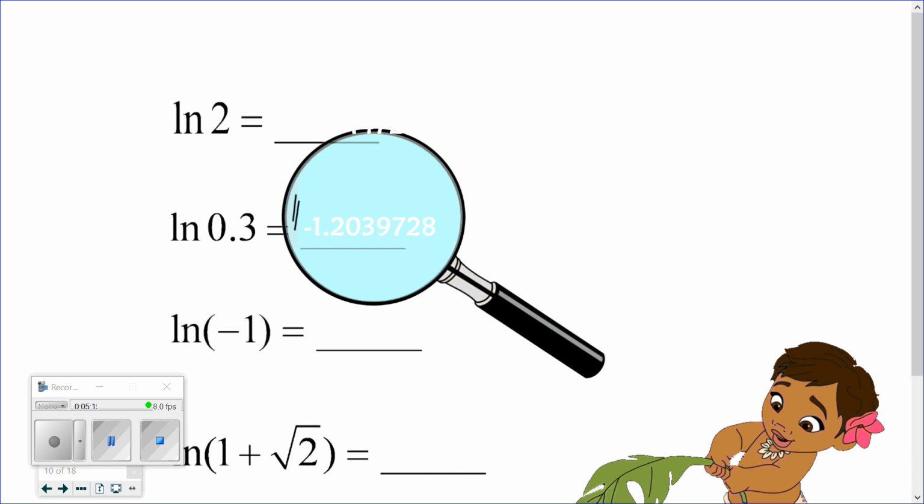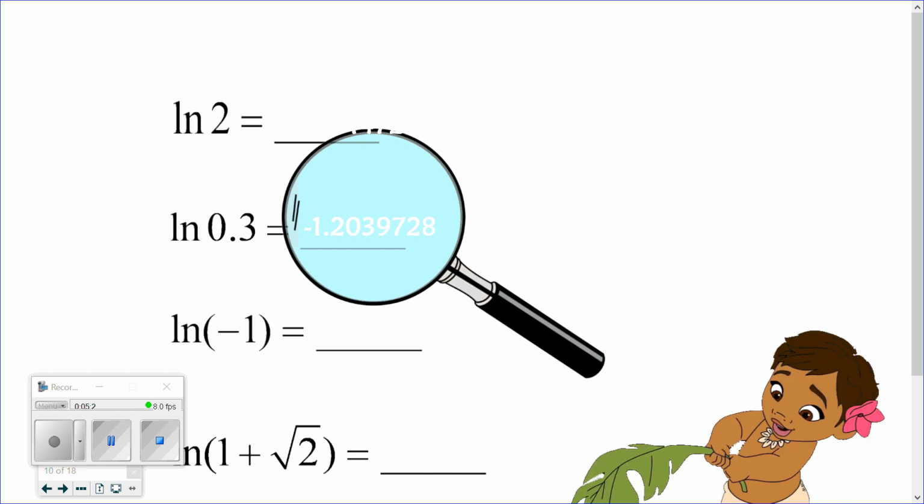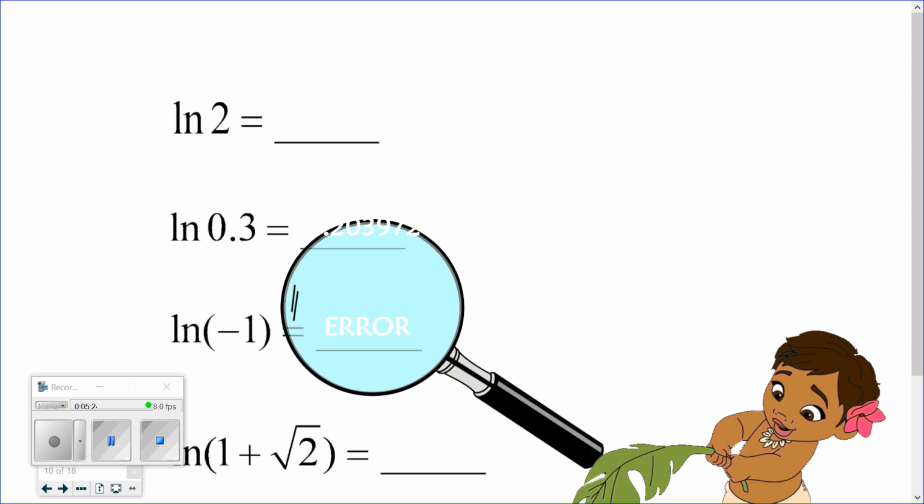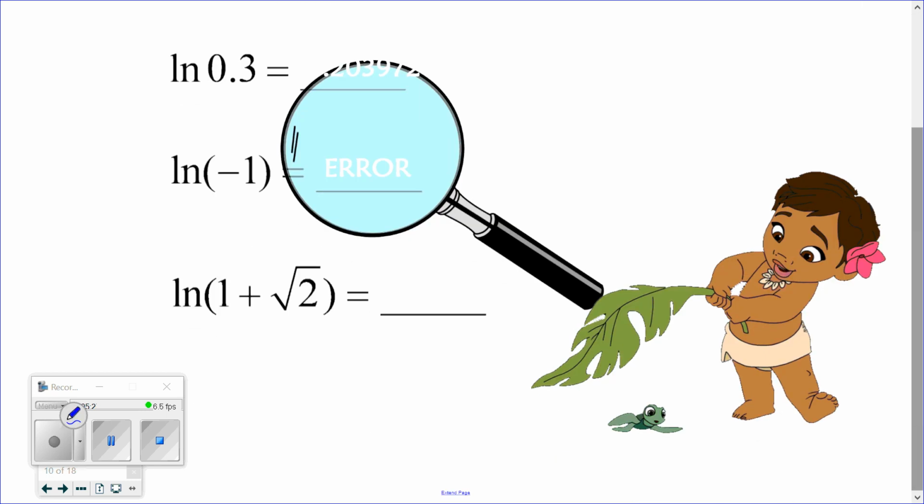Natural log of negative 1? Why? But why? Error. I want to make sure we know why, though. What is it asking then? If it says natural log of negative 1, that means it's log base e of negative 1. So it's asking you e to what power equals negative 1. What value is e? It's 2 point something, right? Can you take a positive number and raise it to an exponent and make your answer negative? No, you can't. It's not possible. So that's why there's an error there.